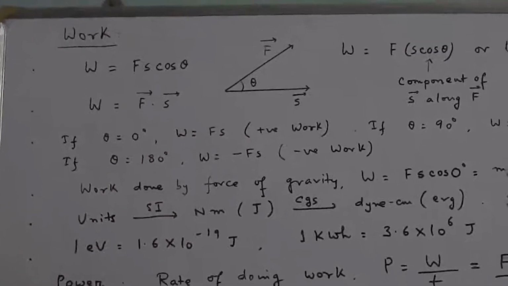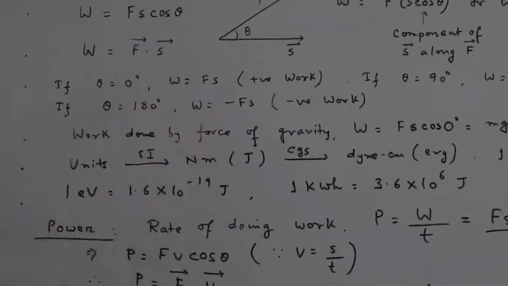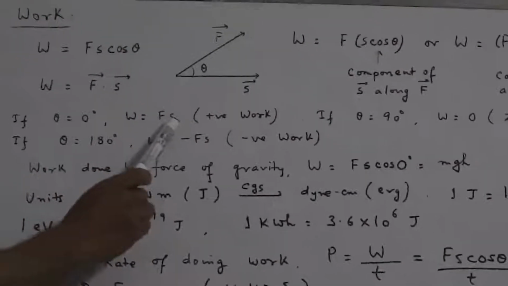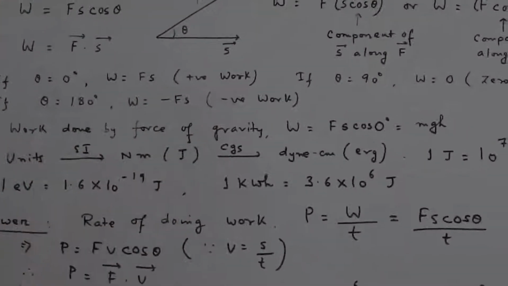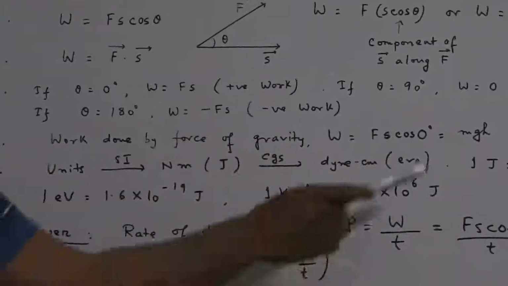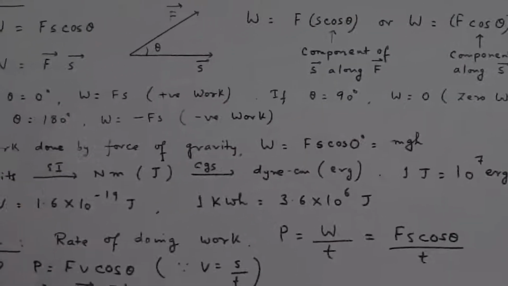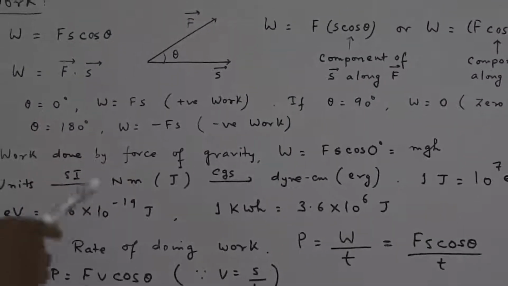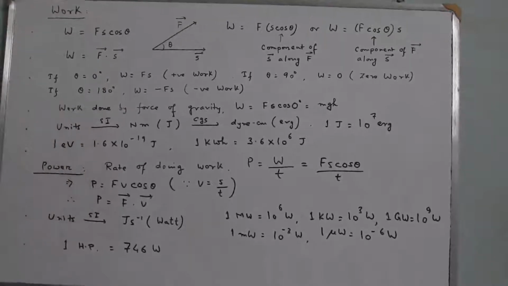I have already discussed that if theta is 0 degree, it means that force and displacement are along the same direction, then simply W can be written as F into S, because cos 0 degree is obviously 1, and this is also called positive work. If theta is 90 degree, because cos 90 is 0, work will be 0, and if theta is 180 degree, which means that force and displacement are exactly in opposite directions, then work will be equal to minus Fs, because cos 180 degree is minus 1.